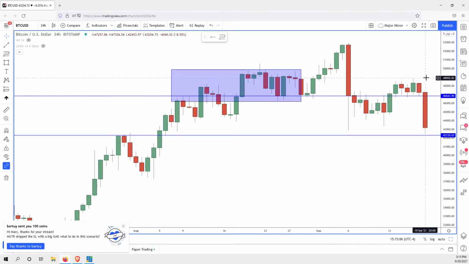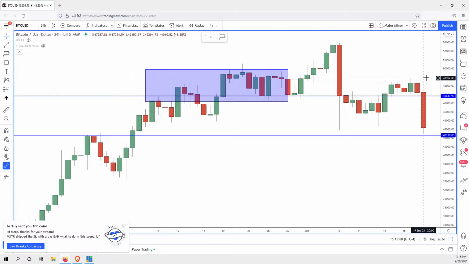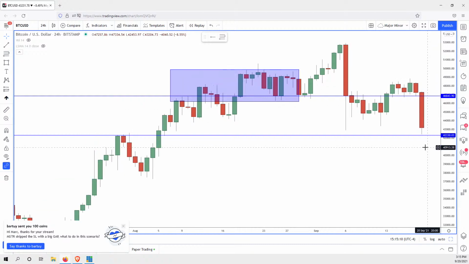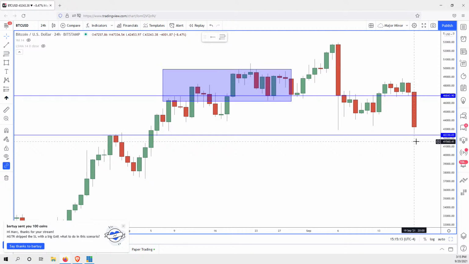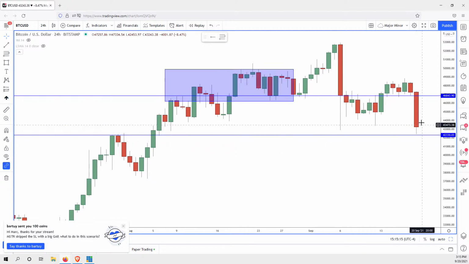So in this situation, what do I have to do? I'm going to have to wait for some sort of price action that proves that this thing is going to hold around between 43K and 41K, because we're below 44K, and that was a support.